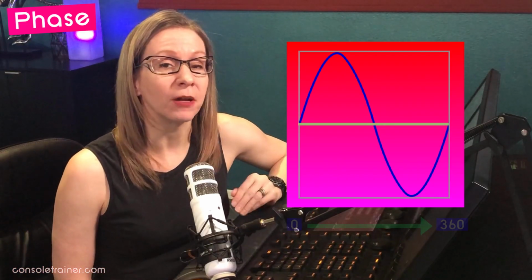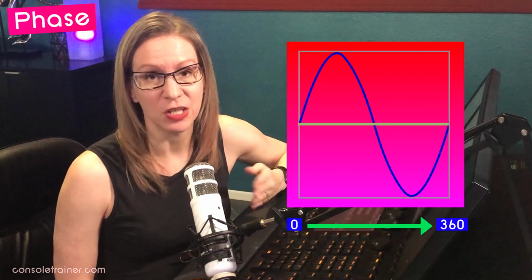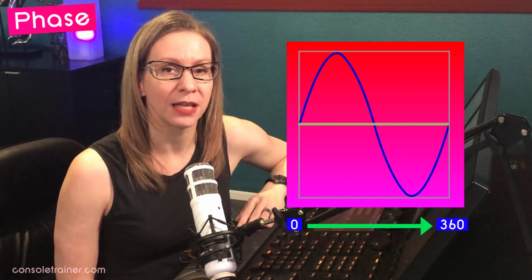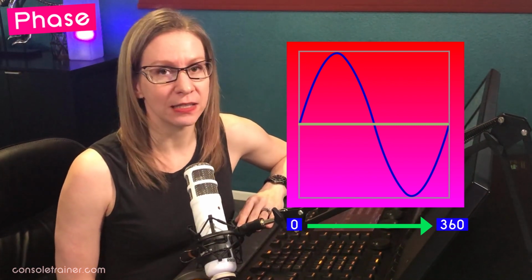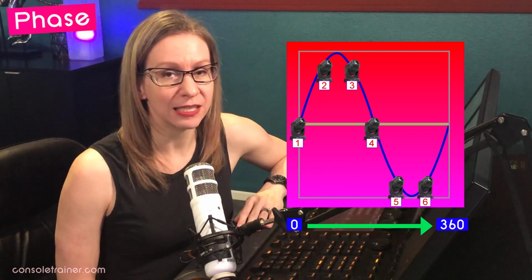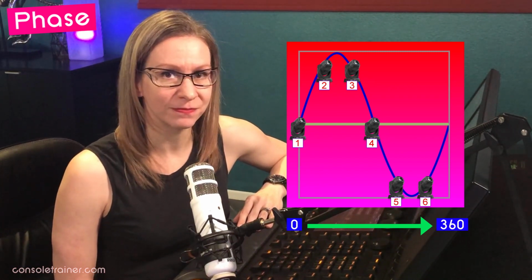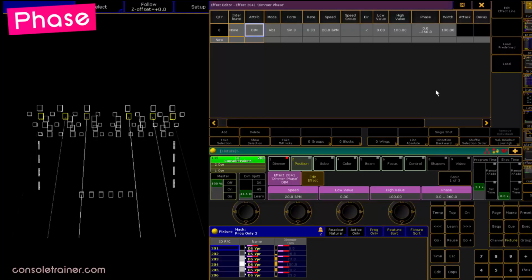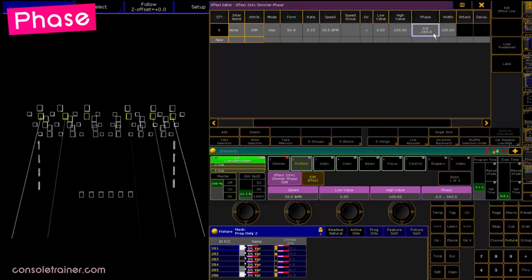Phase on a waveform runs 0 to 360 degrees over one complete waveform. And you can think of the phase assigned to each light as that light's starting point on a waveform. For example, in our dimmer effect, we have 6 lights and the phase is assigned 0 through 360, which is the console's way of spreading out our lights' starting points evenly over the wave.